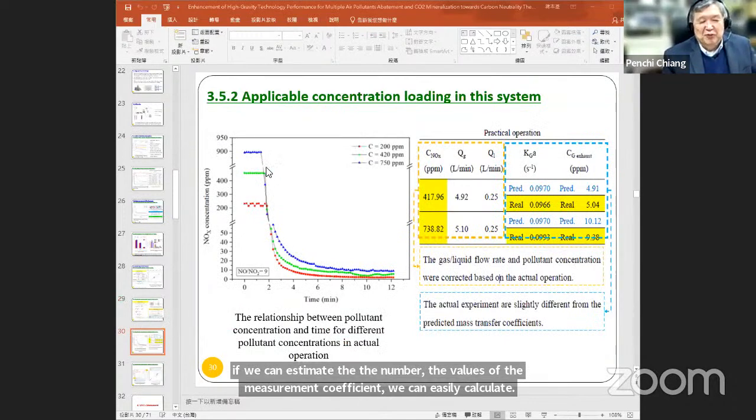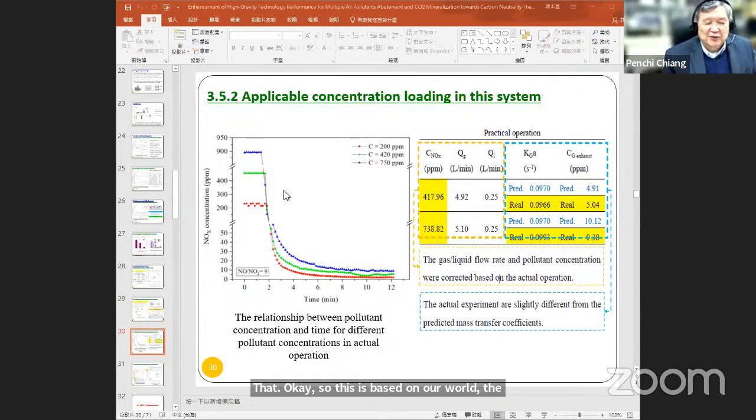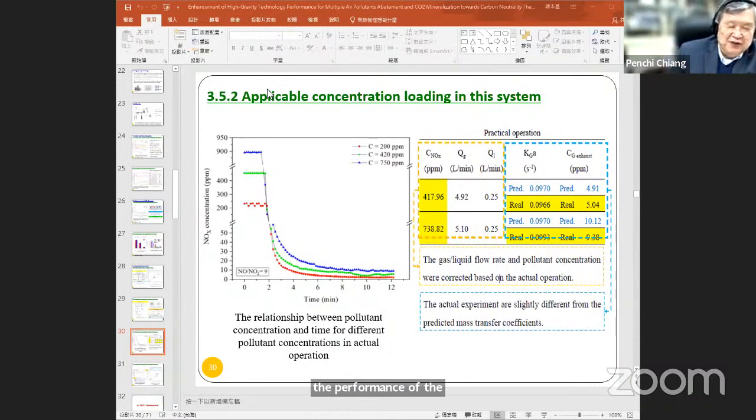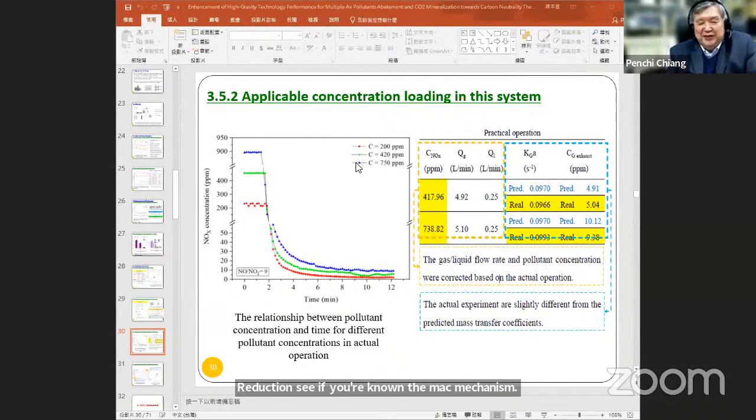This is based on the experimental data and also the developed model, so we can see how the data can fit our model. Once the model is verified, it is much easier for engineering and allows you to do the air pollution control design. On the other hand, if you try to enhance the performance of nitrogen oxide reduction and you know the mechanism and the model, you can do a preliminary study.